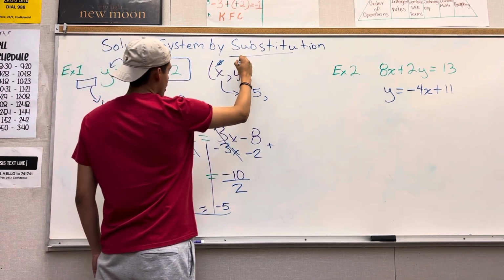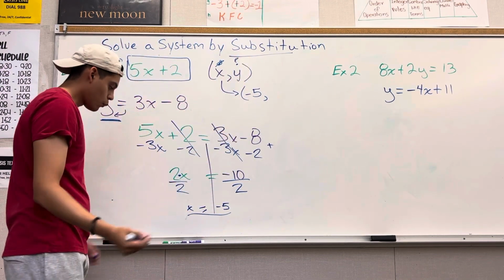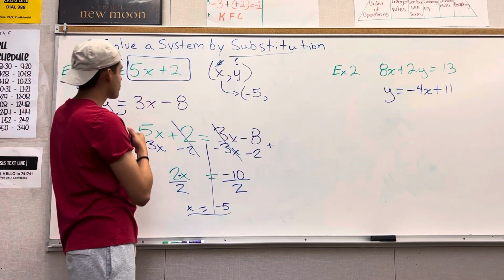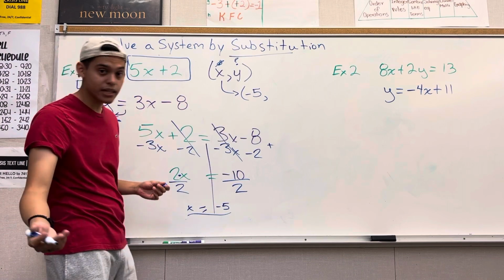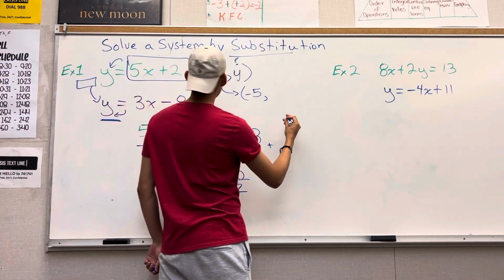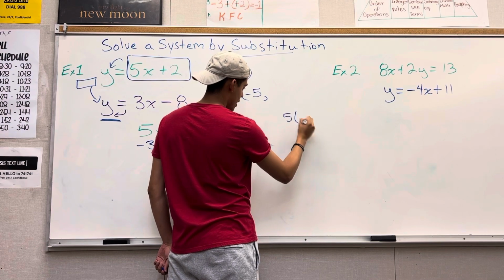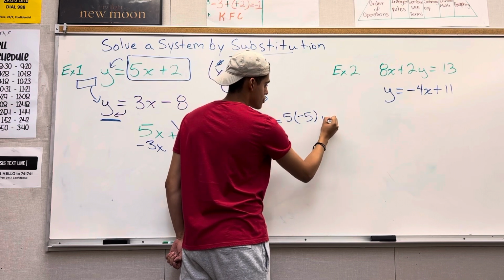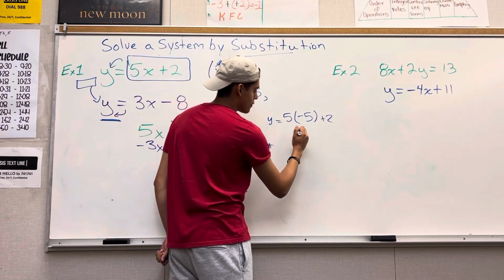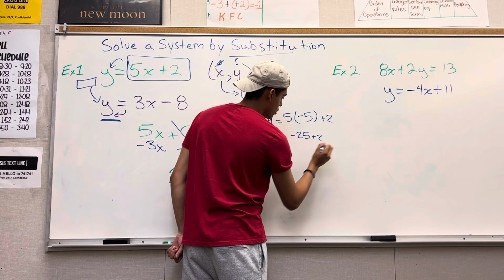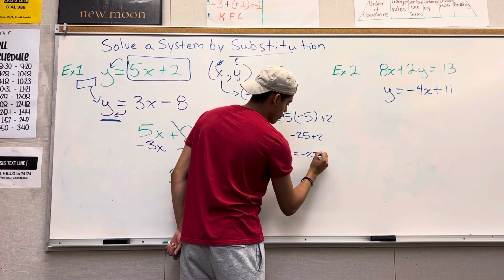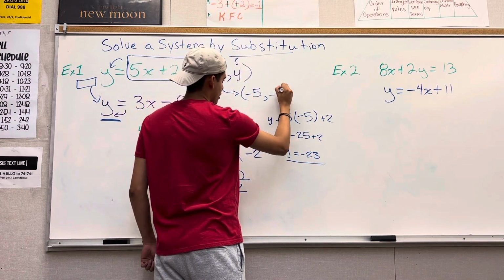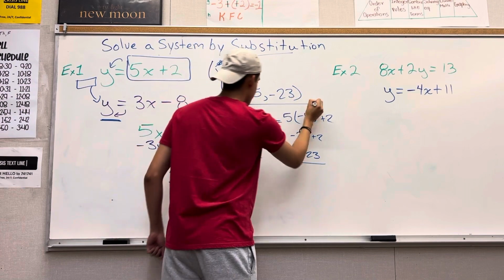Now we need this y. And you might be asking yourself, where do we get the y? Now we have this x, we can plug it into any of these two equations. So I'm going to just plug it into this one, just because you guys might think positive numbers are easier. So we do y equals 5 times -5 plus 2. 5 times -5 is -25, plus 2. Y equals -23, because -25 plus 2 would give you -23. And here we go, that is going to be your answer.